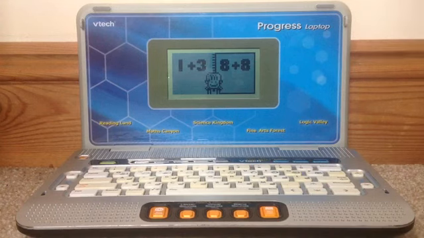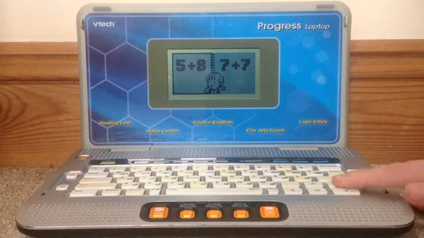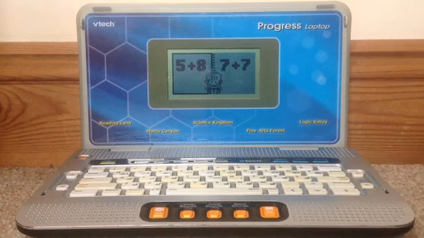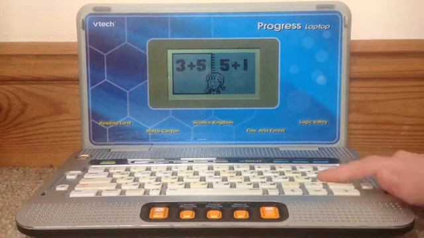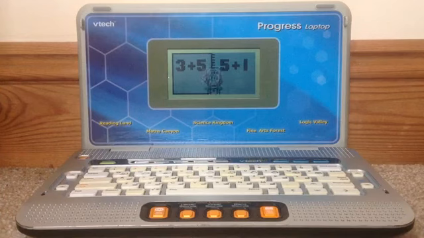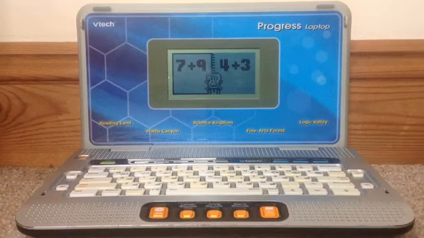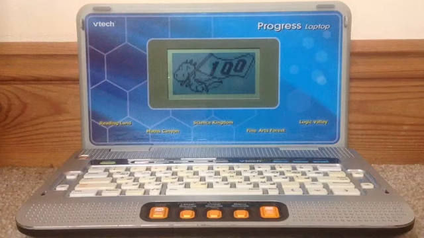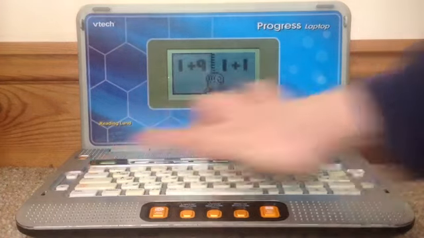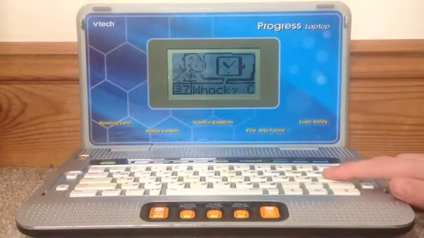Try the next one. Pick the side that's less. Excellent. This side is less. Try the next one. Pick the side that's more. This side is more. Try the next one. Pick the side that's more. Wow! This side is more. Here's your score. Wow! Incredible score. Pick the wacky clock.